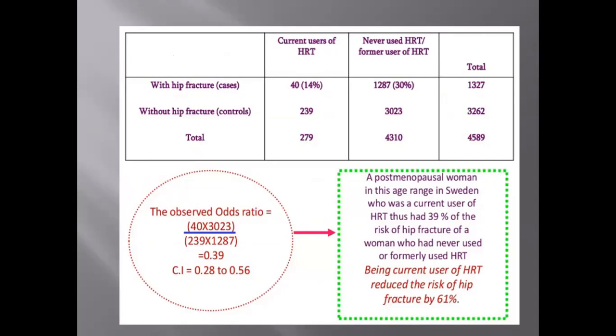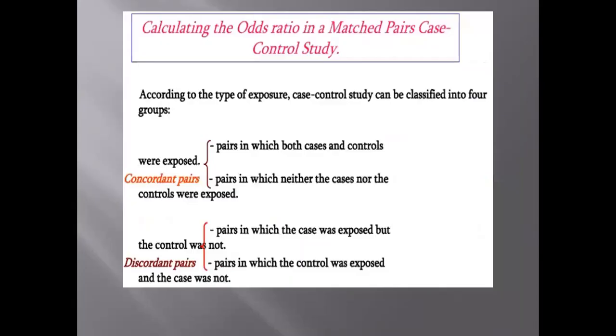So the observed odds ratio will be 0.39. So the postmenopausal women in this age range in Sweden who were current users of HRT had 39% of the risk of hip fracture of a woman who had never used it formerly. So, being a current user of hormone replacement therapy reduced the risk of hip fracture by 61%, as 39% is the odds ratio.